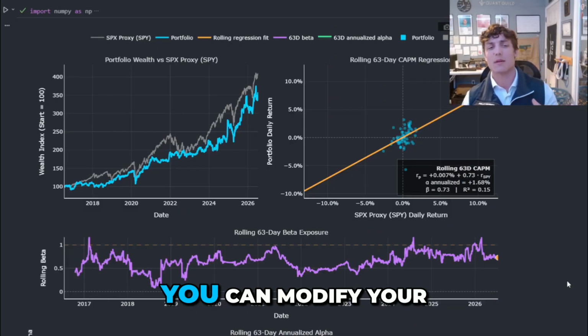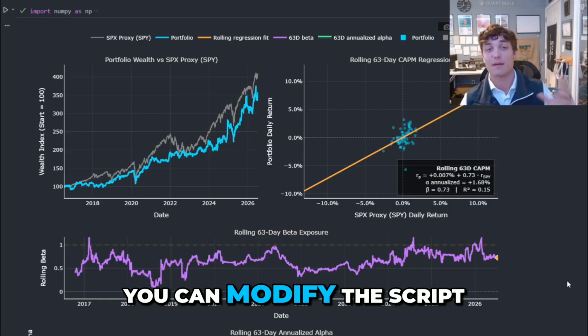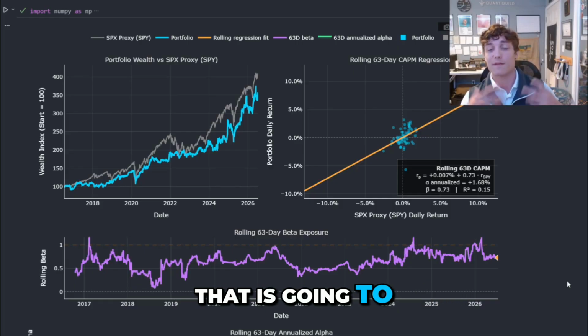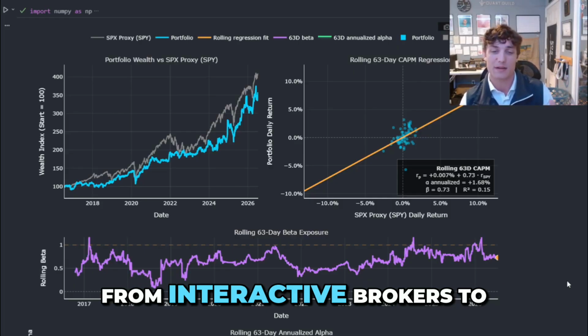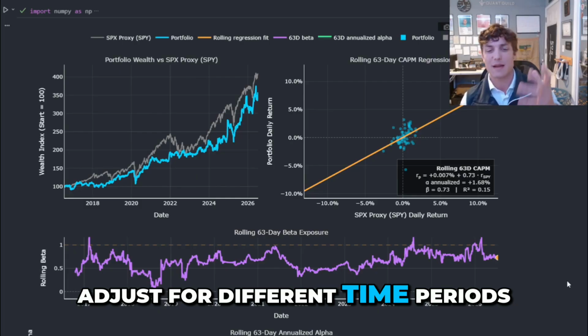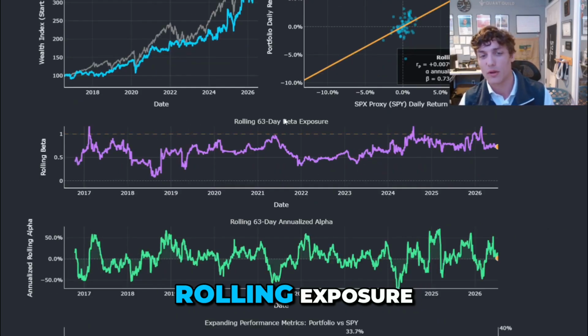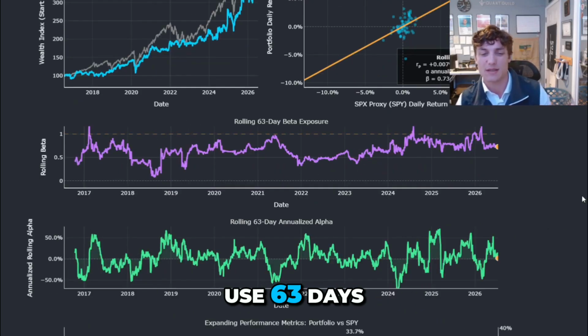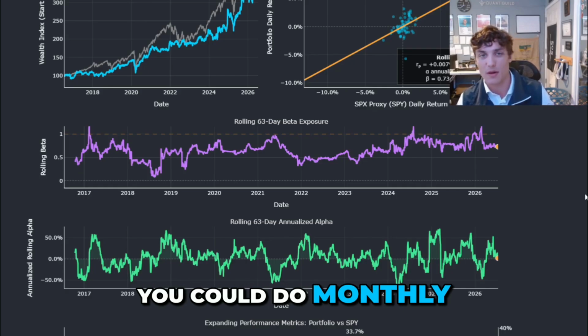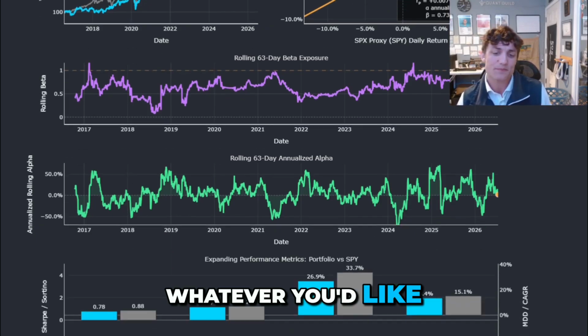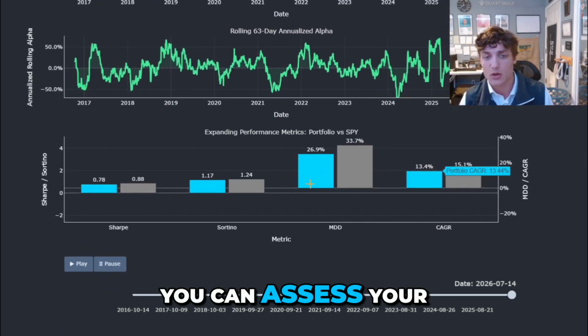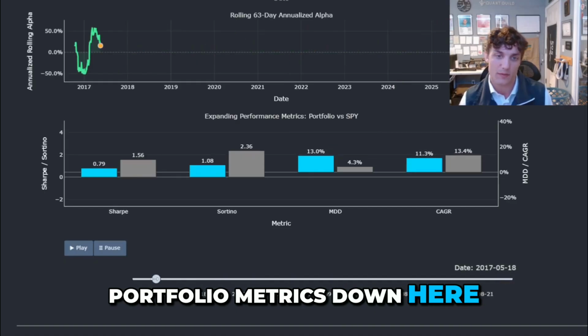And of course, you can modify your return series. You can modify the script that is going to fetch your portfolio returns from Interactive Brokers to adjust for different time periods. You can adjust your rolling exposure. You don't have to use 63 days. You could use 20. You could do monthly, quarterly, whatever you'd like. And then, of course, you can assess your portfolio metrics down here over time as well.